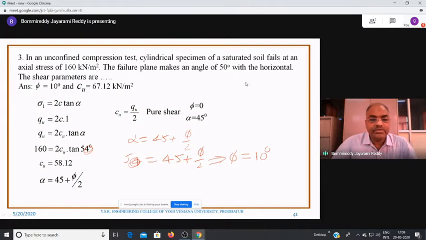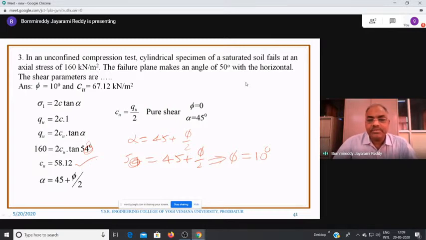And what is the other question? The shear parameters are, what is the coefficient, the cohesion value? You know the equation qu equal to 2cu into tan alpha. qu is 160, 2cu into tan alpha, with tan 50 degrees. So cu equal to 58.12.